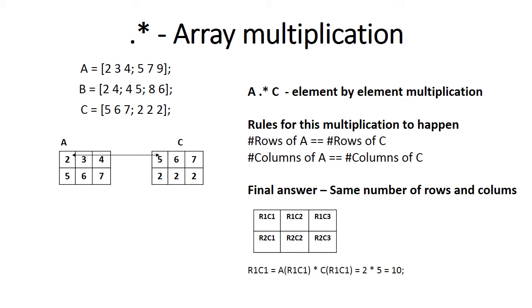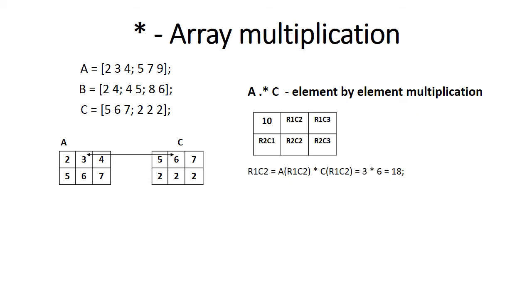Row 1, column 1 is calculated by multiplying the first row, first column of A, that's 2, by the first row, first column of C. So 2 times 5 gives me 10, and we put 10 in the first row, first column of the answer. We continue with this. For the first row, second column of the answer, we multiply 3 with 6, the first row, second column of A and C, which gives us 18. We repeat this for the first row, third column, which is 4 times 7, giving us 28.